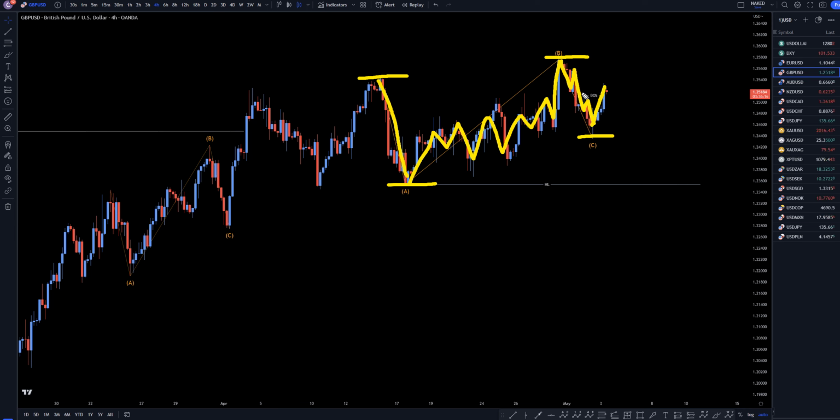We have an impulsive move up, we have a break of structure. I think this trend is up, and I believe that we have a long ways to go to the upside, so I'm going to continue to look for longs in an uptrend on the shorter time frames.